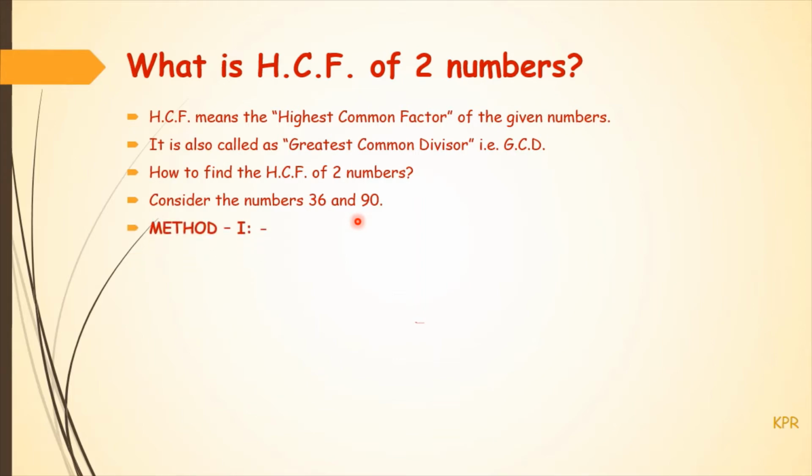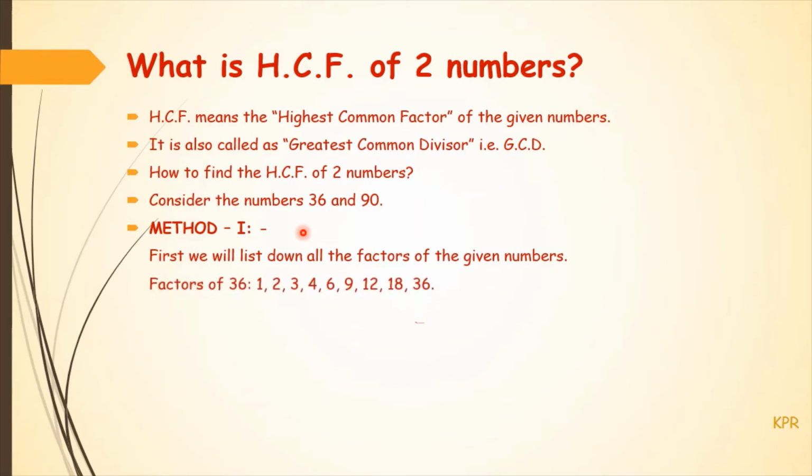Method 1. In this method, first we will list down all the factors of 36 and 90. Factors of 36 are 1, 2, 3, 4, 6, 9, 12, 18 and 36. Factors of 90 are 1, 2, 3, 5, 6, 9, 10, 15, 18, 30, 45 and 90.